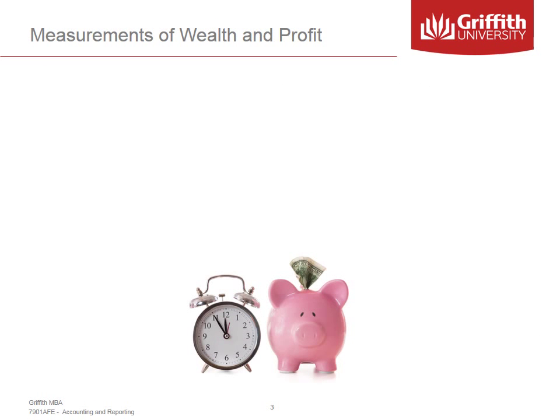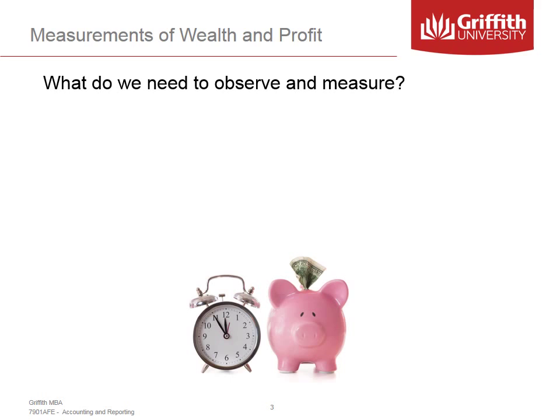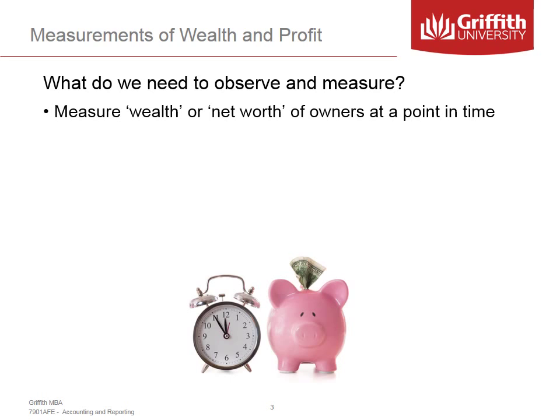The question is this: what do we need to observe and measure? And so what we do with all businesses is to measure the wealth or the net worth of the owners at a point in time. Now there's important terminology there. Wealth or net worth is always measured at a single point in time. And we calculate that quite simply by adding up all of the assets or resources that this business owns and subtracting from that all of the obligations or liabilities.